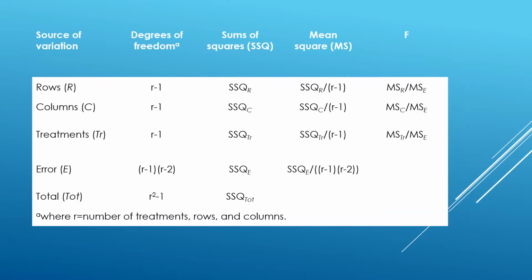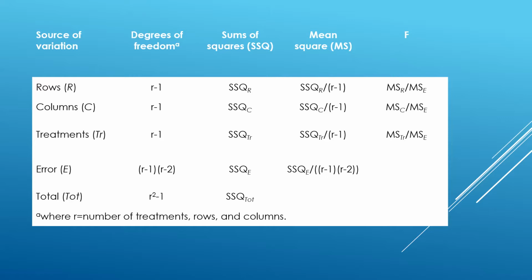So here's a table that you would get using Latin square designs. You could figure out the degrees of freedom, sum of squares, mean square, and the F statistic. When you're finding degrees of freedom, you would do rows, r minus 1. Columns would be the same, since this is a square. Treatments would also be r minus 1. The error would be r minus 1 times r minus 2, and the total degrees of freedom would be r squared minus 1. The sum of squares, I'll show how to find that in a minute.